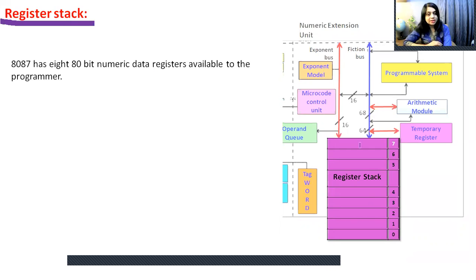How many registers are there? There are 8 registers, from 0 to 7. What is the size of each register? The size of each register is 80 bits. So how many total bits are there in the register stack? 80 into 8. These many bits are available, so this much data we can store in the register stack.